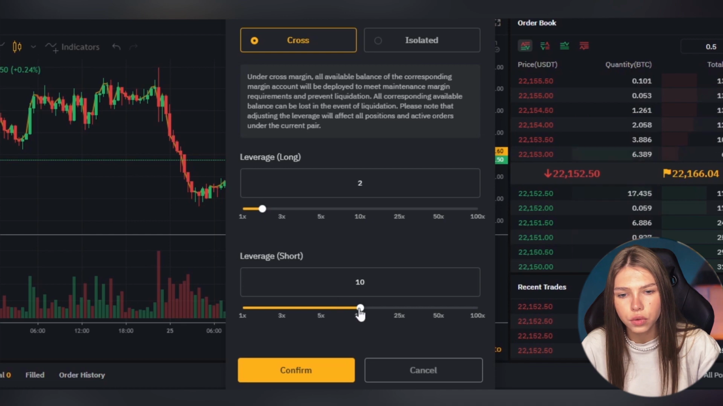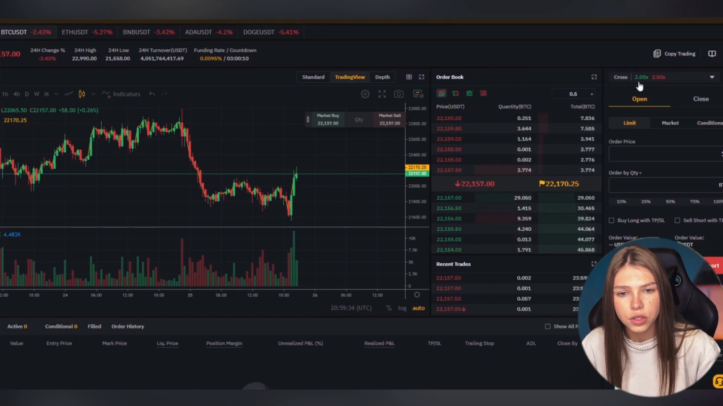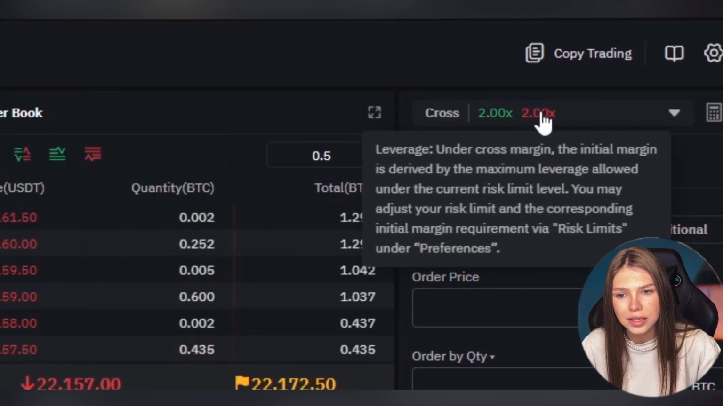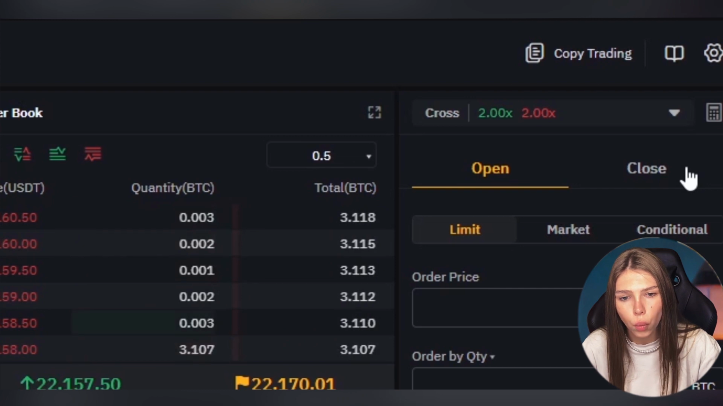So I'm just going to do 2 times leverage like this, and I'm going to confirm this. So what you can see up in the top now is that it has changed into 2 times leverage. Obviously, the more leverage you use, the more risky things are, because essentially you're borrowing way more money and your positions are just going to explode way more if you're using way more leverage.